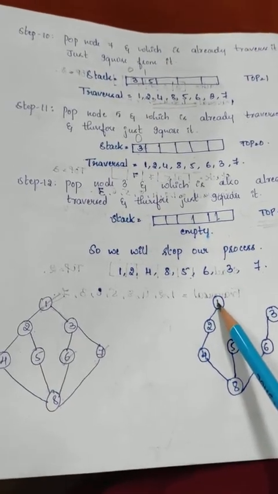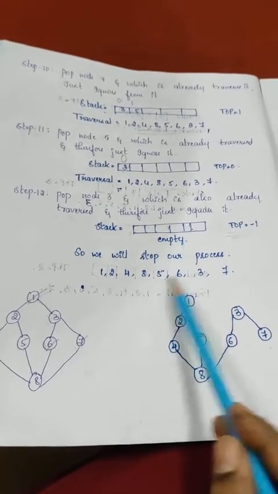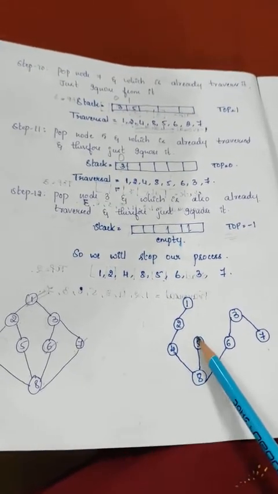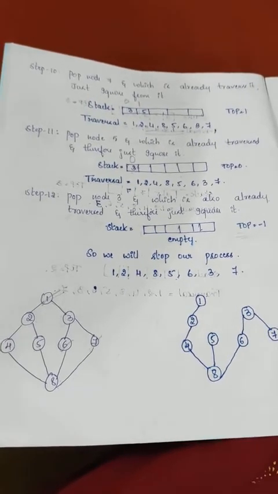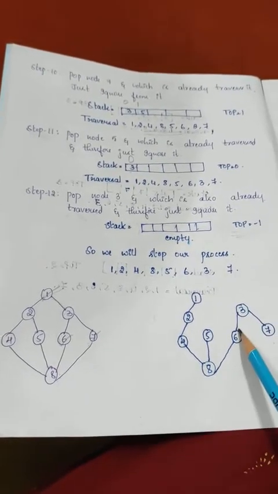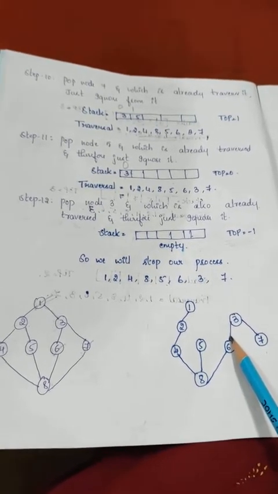So look at how it travels according to the graph, students. 1, 2, 4, check here, 8, then 5. Then it comes back, then goes to 6, then 3 and 7. According to the graph, you want to write the graph you have finally got.